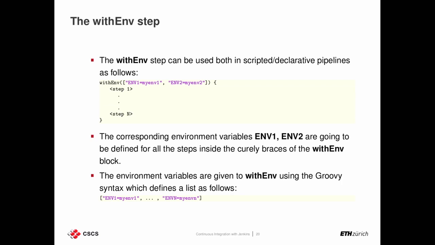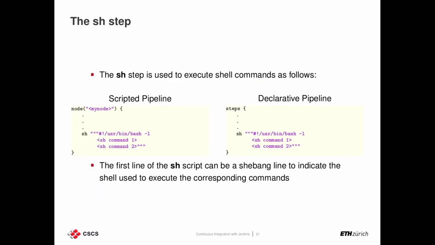As I say here, you have to use a list syntax with square brackets, and you define your environment variables. Then comes the sh step. This is the Jenkins way of saying that I want to execute something with my shell. Here you see in the scripted pipeline, inside the node block, I have sh, and here I specify, this is how you can specify multi-line strings, and here are the commands that I want to use.